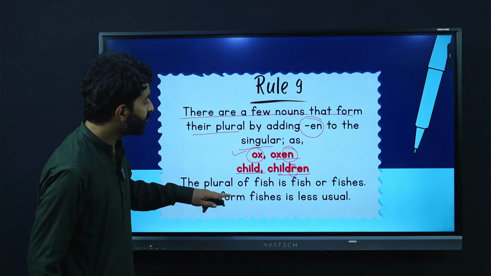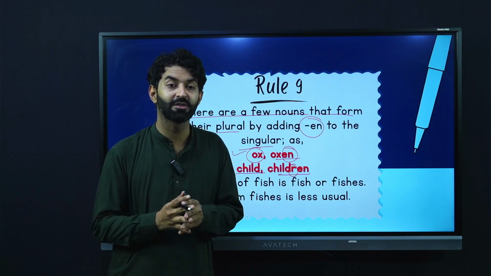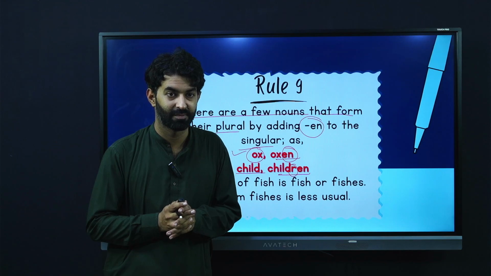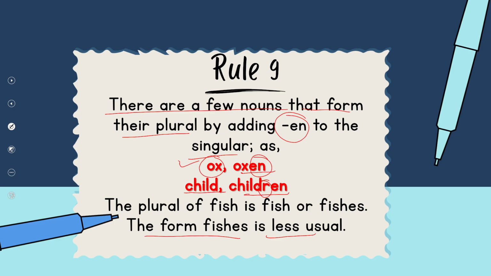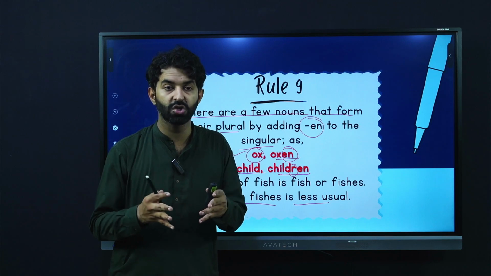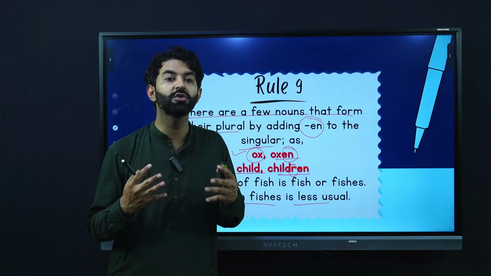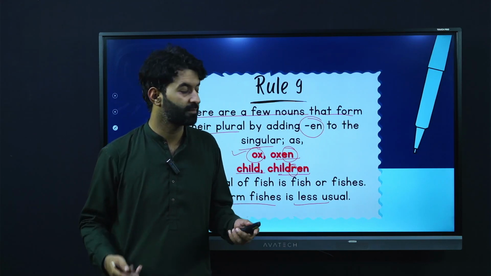The plural of fish is already a plural. It's a fish, not fishes. The form fishes is less usual. This is correct. Adding ES after fish is okay, but it is not usually used. So the plural of fish is fish.